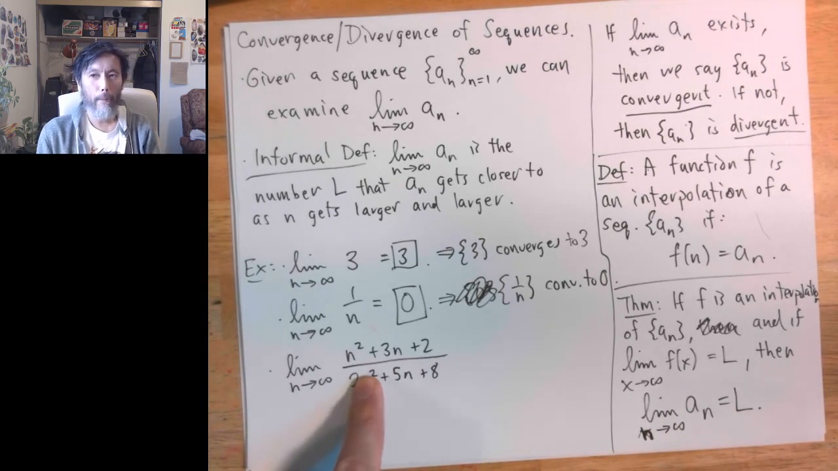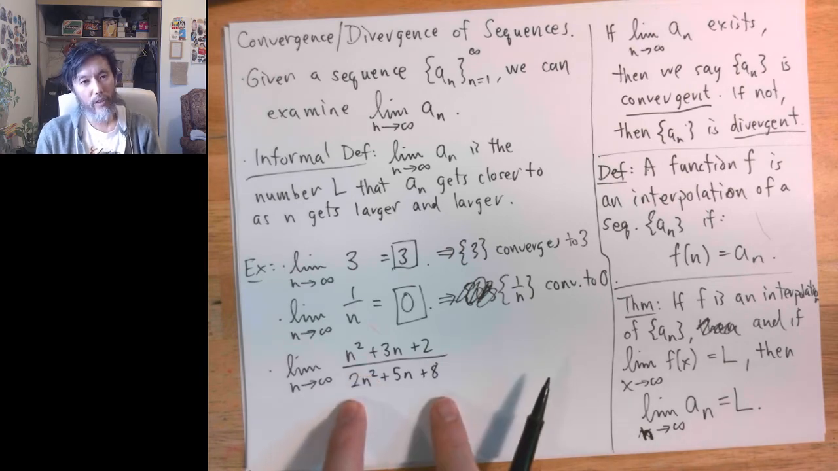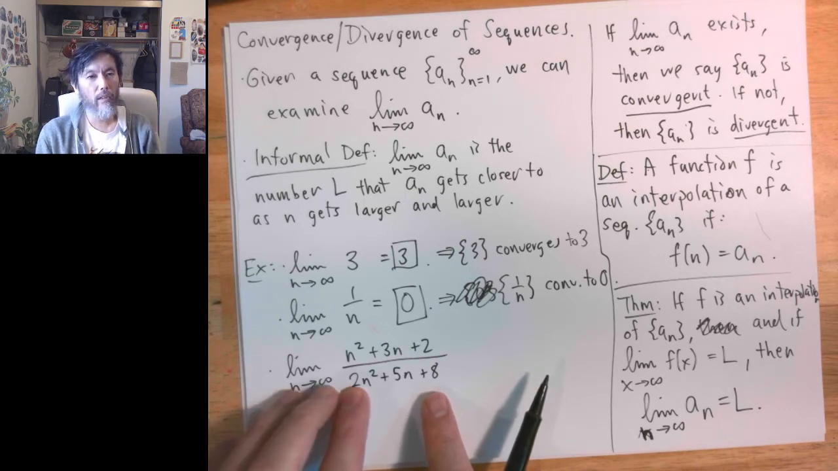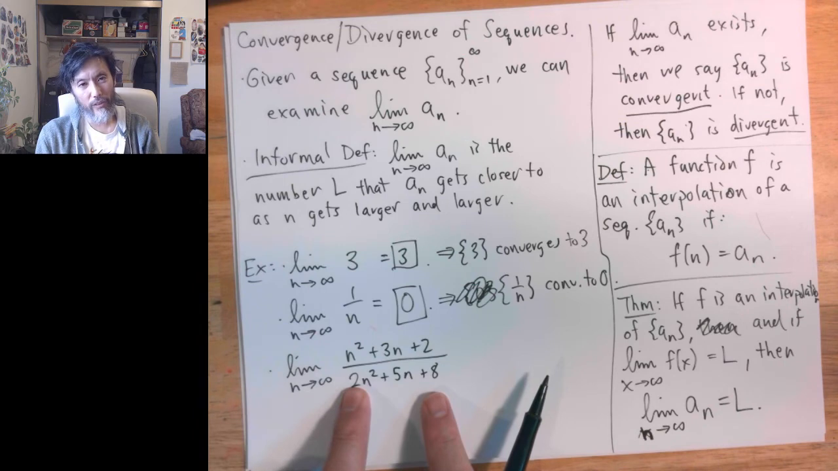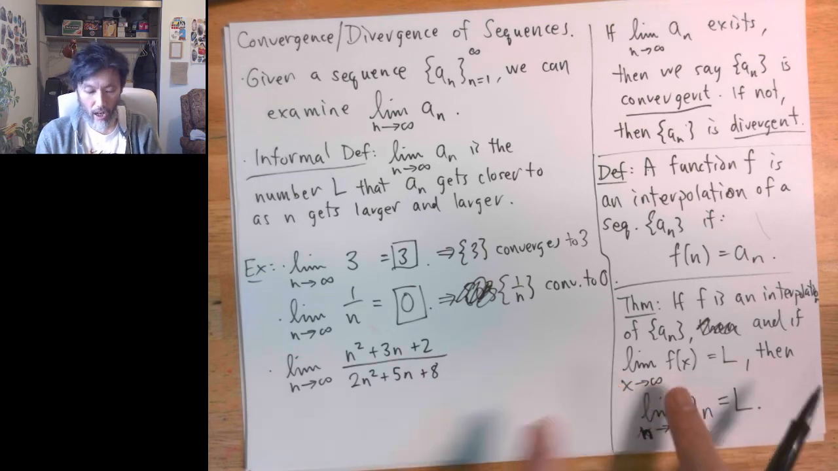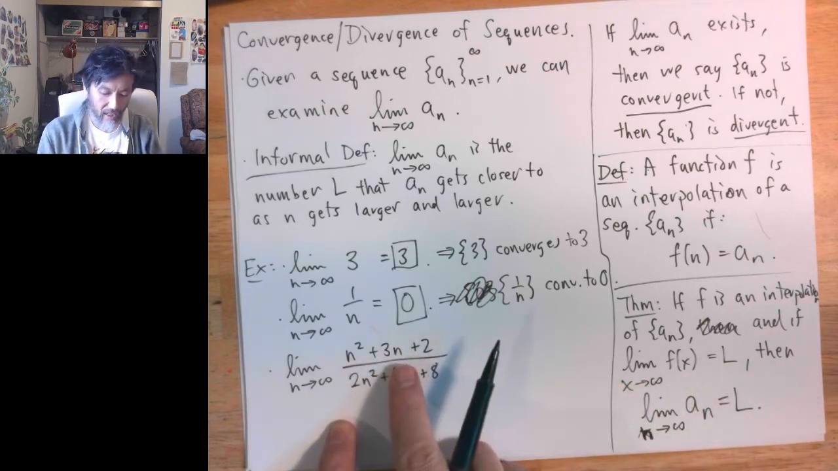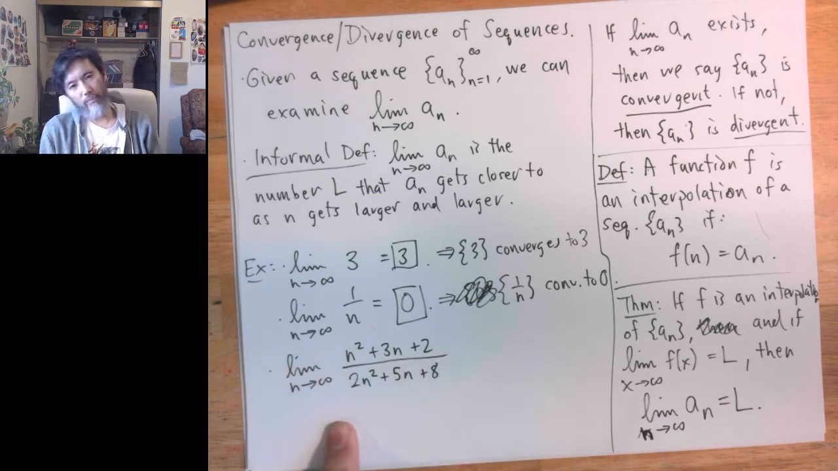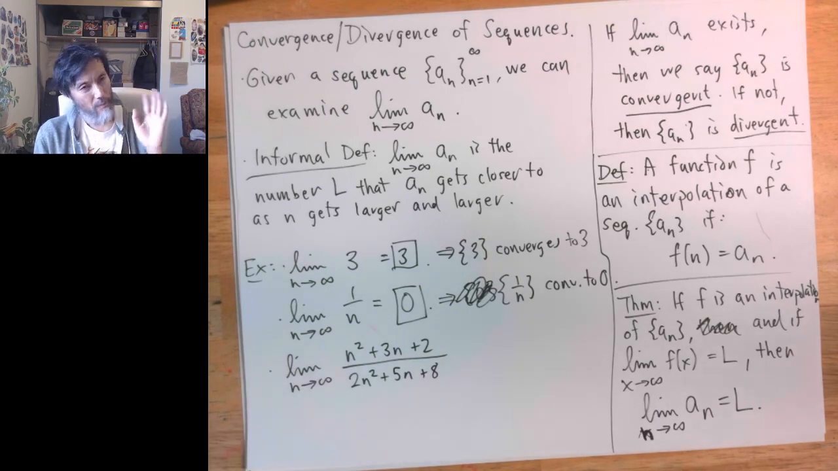So one way we could attack this problem is to rewrite this in terms of an interpolating function. This limit is equal to, assuming the limit exists, the limit as x goes to infinity of x squared plus 3x plus 2 divided by 2x squared plus 5x plus 8. And then we could use L'Hopital's rule or whatever.